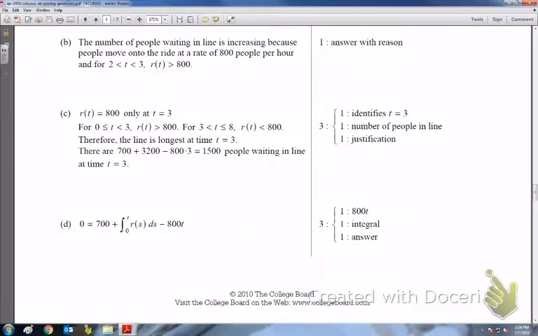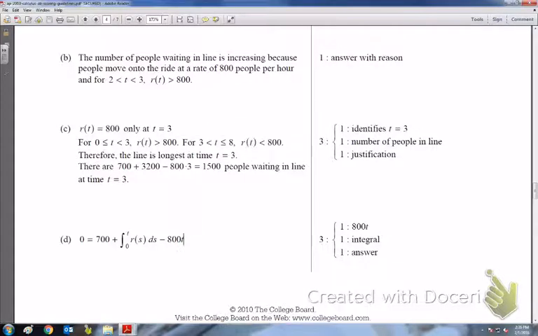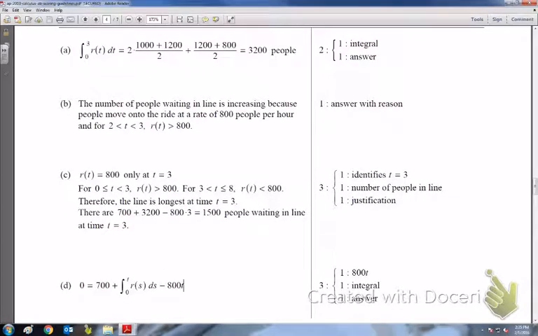3 points as well. You get 1 point for getting the 800t, 1 point for getting the integral of r of s, and 1 point for getting the answer of 0 equaling that whole thing added together. So that's where you get those 3 points from. So that's number 3 from the 2010 exam.